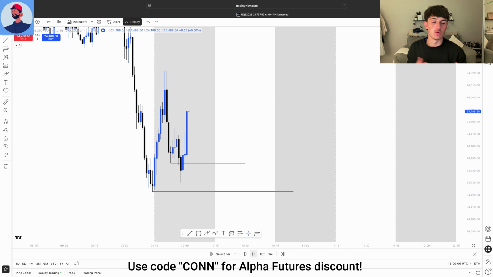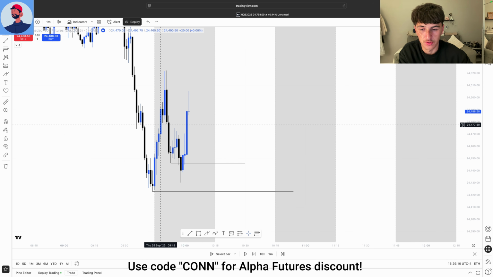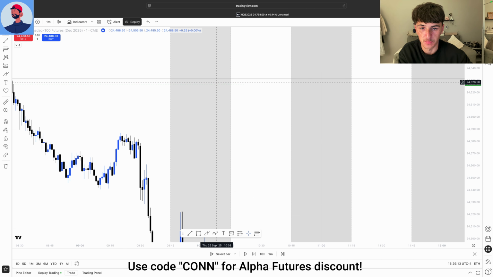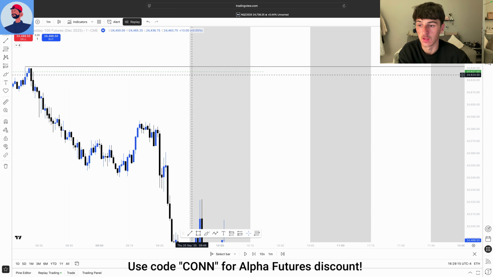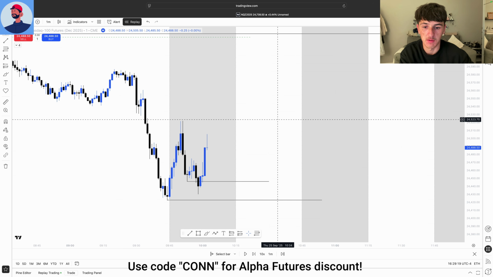So now that we know the unicorn model is playing out right now, this is absolutely perfect. We've got the sweep, we've got the bullish structure, and we have got our target, which is previous day low, sorry, and we want to trade back into this range. So we've got our buyer sorted. All we need now is an entry.